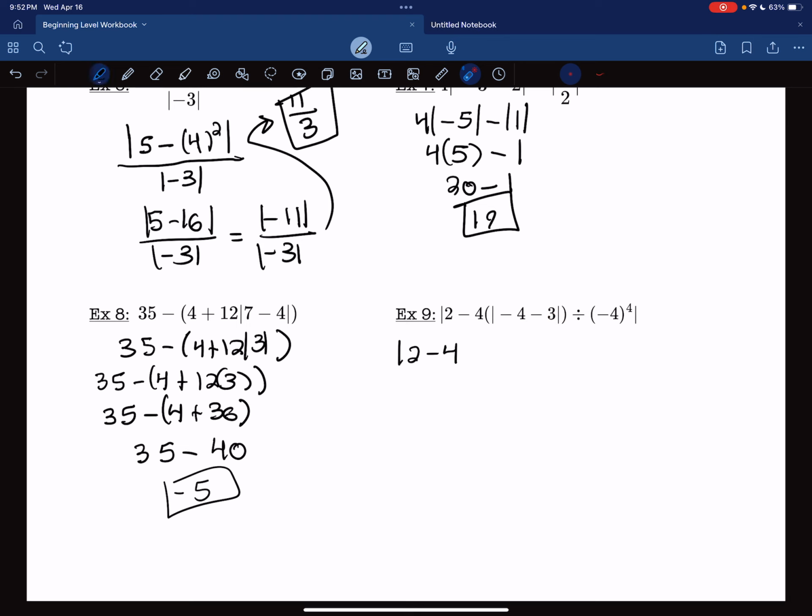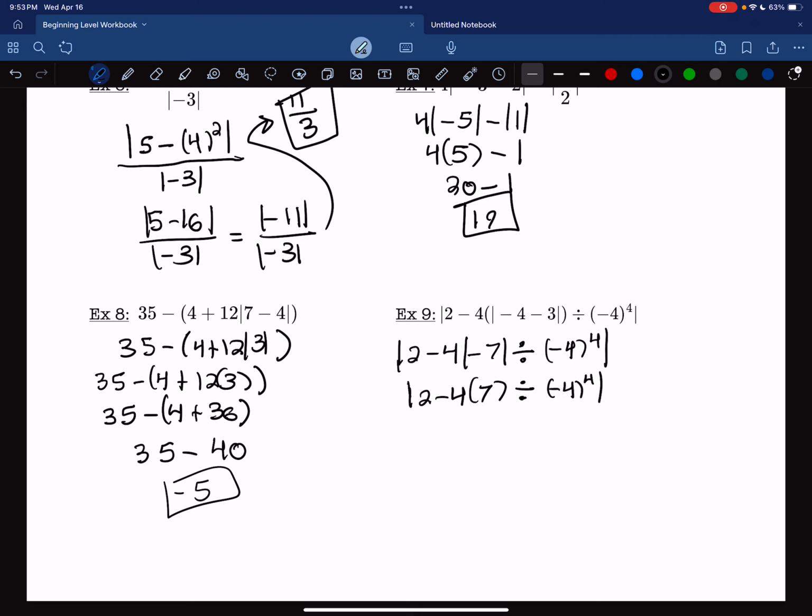So we're going to have the absolute value of 2 minus 4, and then negative 4 minus 3 is going to be negative 7. So we're going to have times the absolute value of 7 divided by negative 4 to the 4th power. So now let's find out what the absolute value of negative 7 is. 2 minus 4. And then the absolute value of negative 7 is 7, because remember, absolute value is always positive. And then we're going to have negative 4 to the 4th.